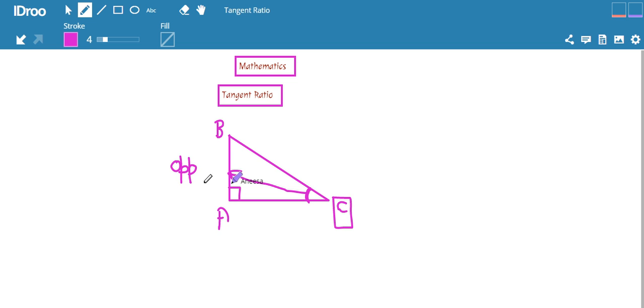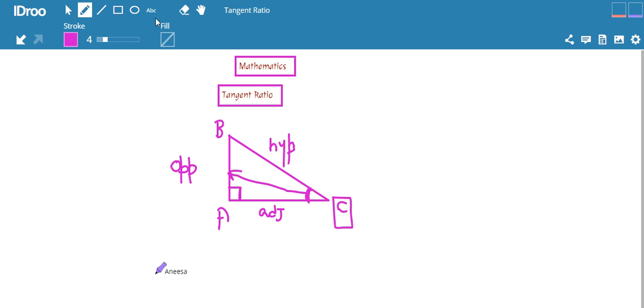I'll write OPP for opposite. Then the side in front of the perpendicular angle, the 90 degree angle, would be called the hypotenuse. HYP for hypotenuse. And the side which is the base with the angle, this is the angle and the base is this side, is called the adjacent.